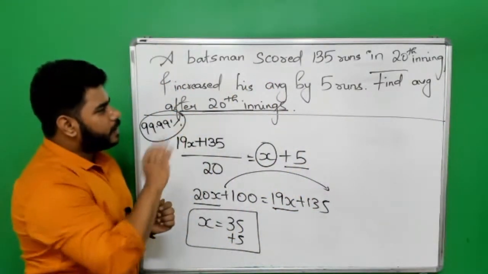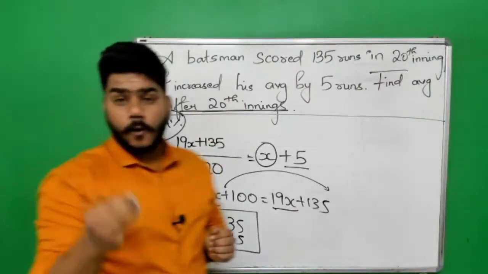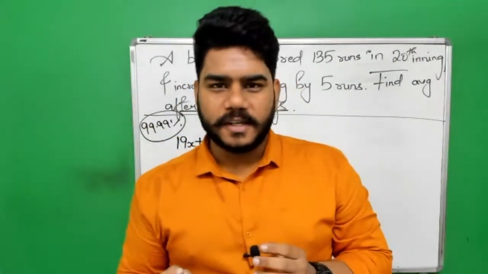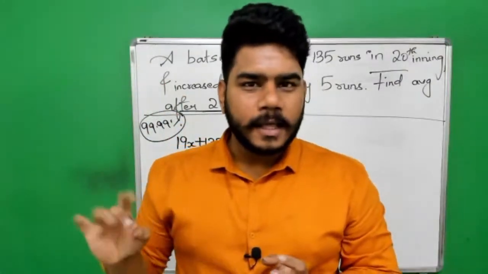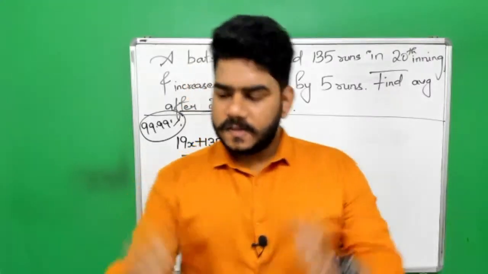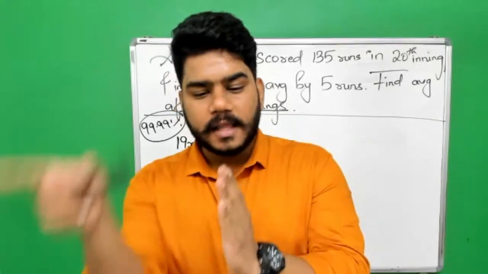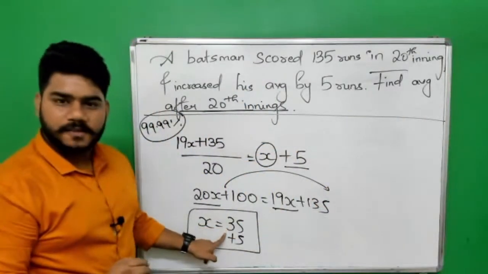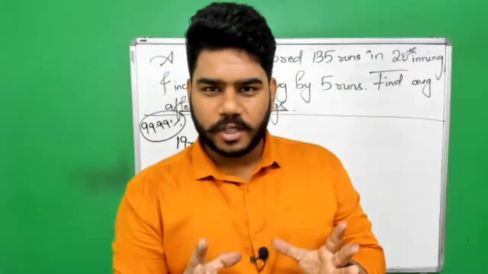Sir, a batsman scored 135 runs in his 20th match and increased his average by 5 runs. Now, he has scored 135 runs and increased his average by 5 runs in how many matches? 20 matches. So, what is 5 into 20, sir? 5 into 20 is nothing but 100 runs extra. Sir, in 135, if he has scored 100 runs extra, the remaining 35 was his initial average. Am I getting the same answer? And now his average increases by 5, so it becomes 40 runs.